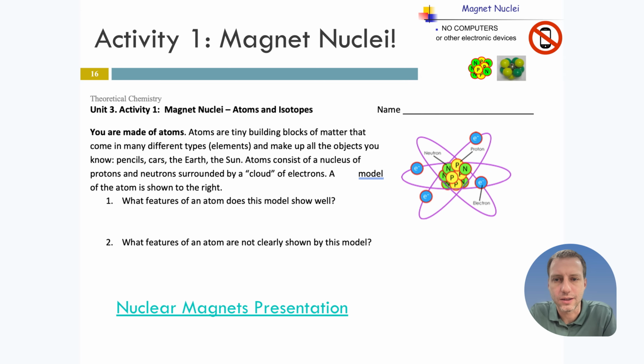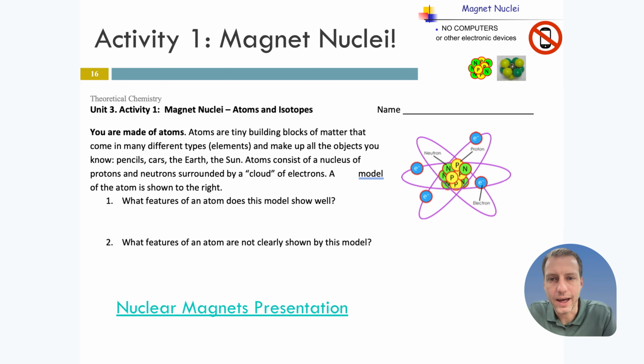All right, let's get some practice here. We're going to try to model the nucleus with magnets. The different colored magnets are going to represent our different nucleons. So we'll have one color be protons and one color be neutrons. Okay, let's read our intro here.